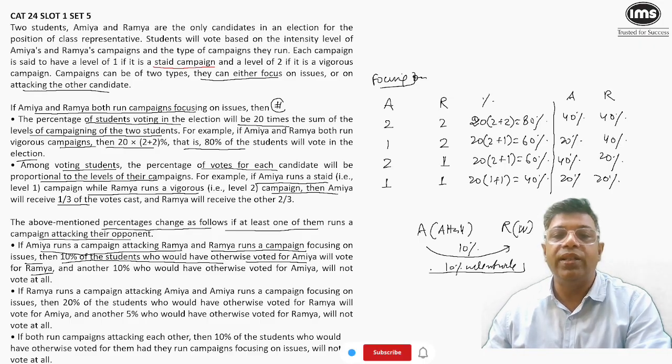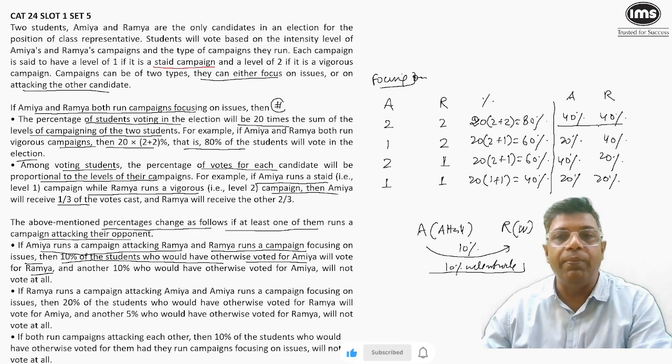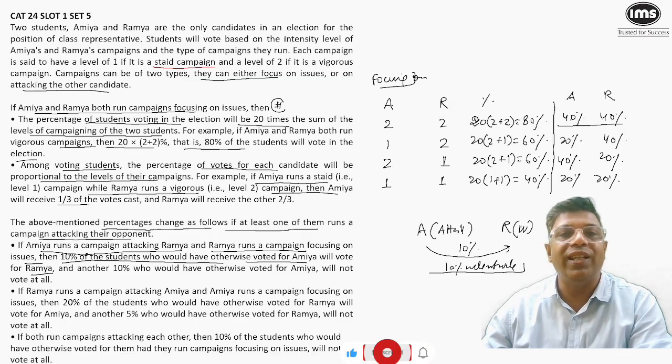So to understand, let's take the first scenario. Now in this scenario, suppose Amya is running an attacking campaign, then 10% of the votes that Amya is supposed to get, 40% vote, now 10%, that is 4%, will switch to Ramya. So in that case, Ramya will get 44% vote, and another 4% will not vote at all. So in this case, Amya's vote percentage will become 32% and Ramya is going to get 44%.